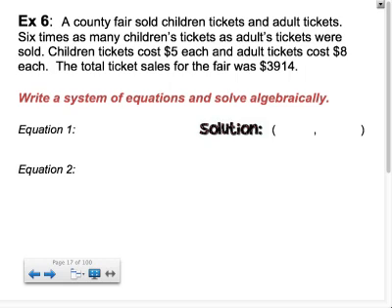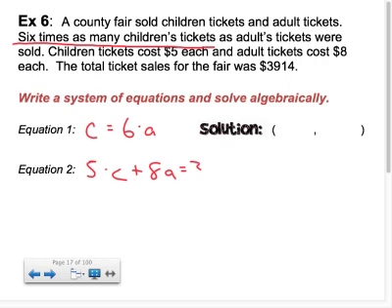And the first thing I see is that there were 6 times as many children as adult tickets. So that means the number of adult tickets was 6. I goofed that up. The number of children tickets was 6 times the number of adult tickets. There's 6 times more children, okay? And then the second part of it is I know that each children's ticket costs $5 plus each adult ticket costs $8, and when I add those two things up, it's got to equal $39.14 in total sales.